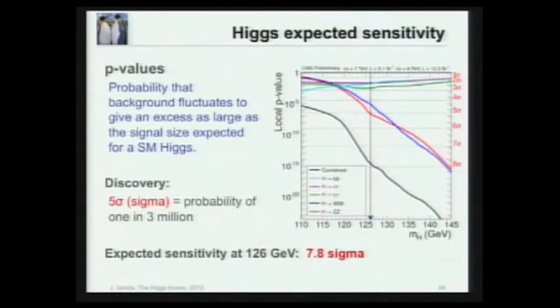So there is really no chance of being mistaken by statistics. Normally we express this sensitivity not in terms of probability, but in terms of number of standard deviations that we call sigma. And in this case, the expected sensitivity is 7.8 sigma.